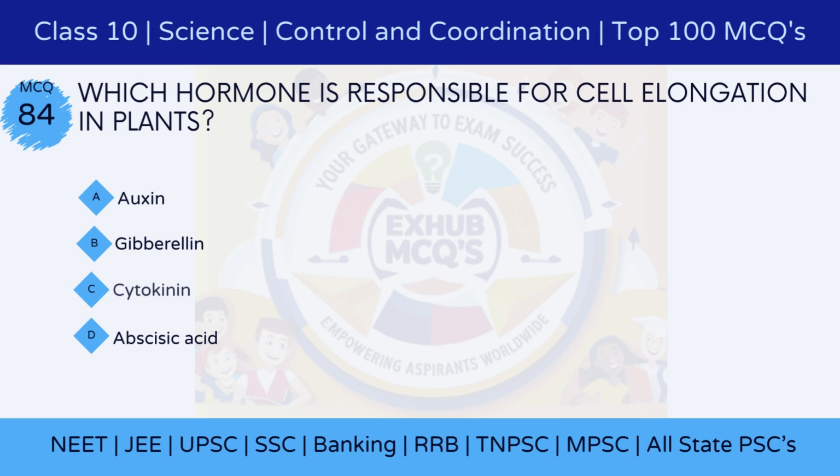Option A, auxin. Option B, gibberellin. Option C, cytokinin. Option D, abscisic acid.